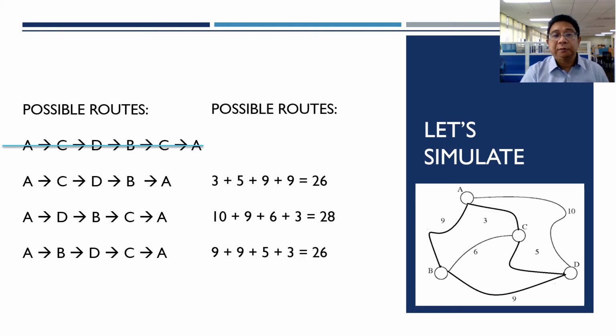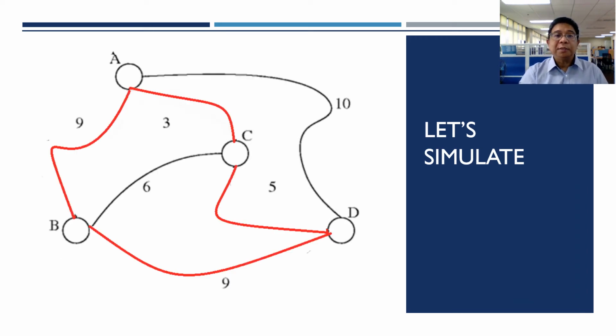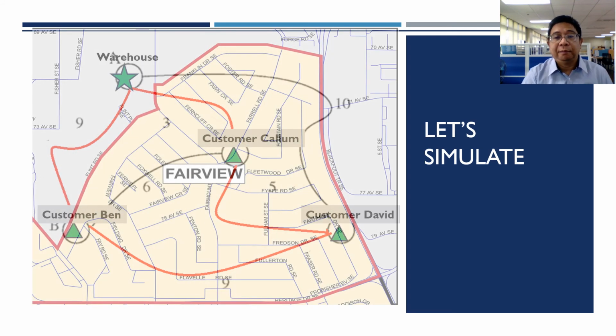Here's the solution. It seems out of the three, these two are the cheapest. And let's see now how this looks in our map. So here's the graph again, with the red route indicating the shortest route. Let's now overlay our map. We have now solved our problem.